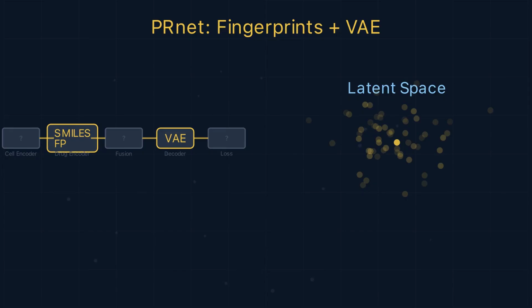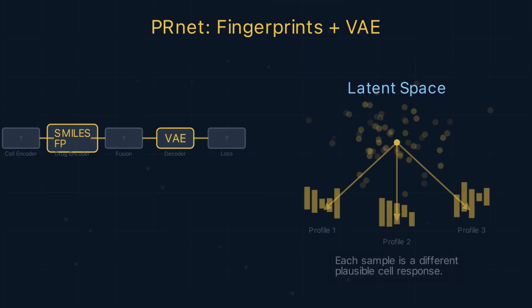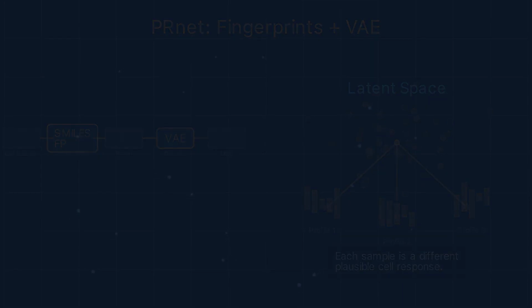It encodes into a latent space. Not a point, but a cloud of possibilities. Each position in that cloud represents a slightly different cellular state. When you sample from the cloud, you get a different plausible expression profile each time. The VAE generates distributions, not point predictions. This captures the biological reality that cells respond with variability, not precision.